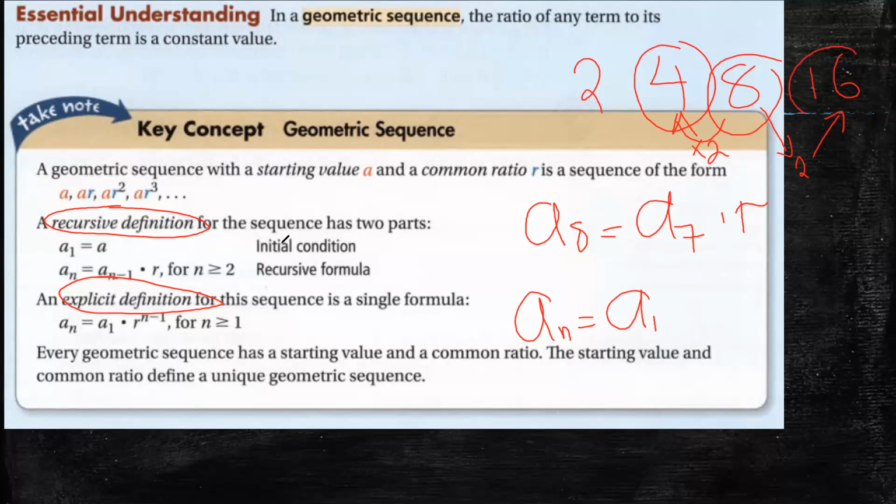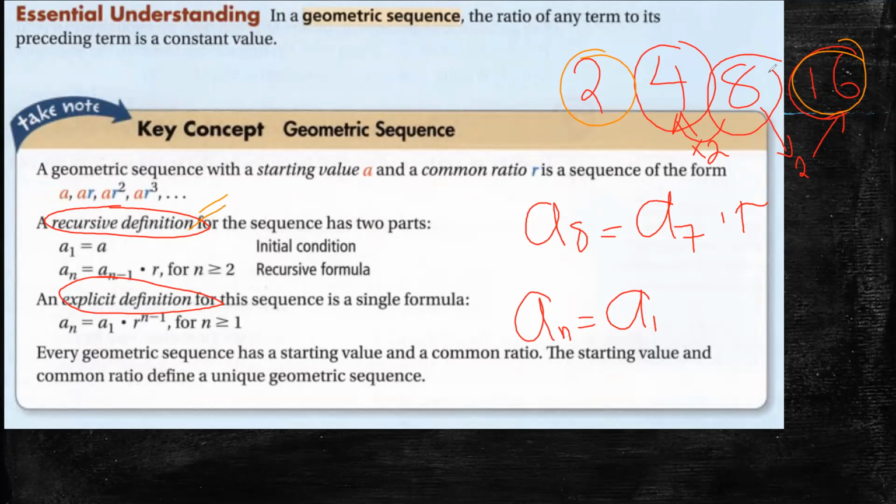I mean, if you want to find 16, you just need 2. I asked you about 100, A sub 100. You only used A sub 1 and continue. But in the recursive, if you want to find A sub 100, you need to find A sub 99. It's so hard, because I have to find all the 99 terms to find A sub 100.